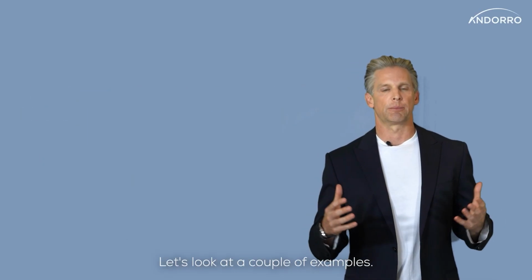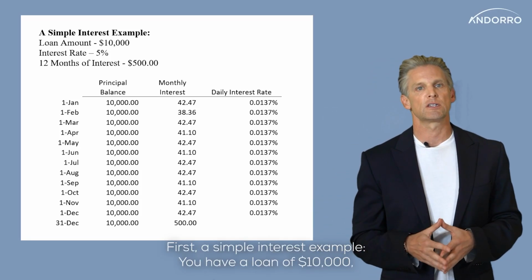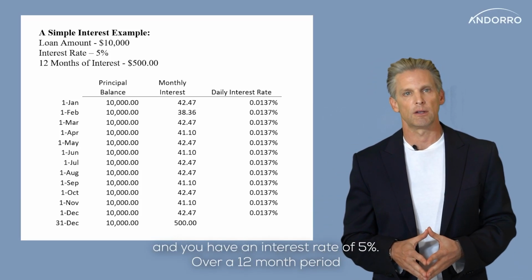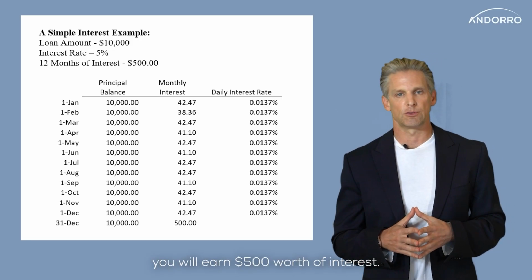Let's look at a couple examples. First, a simple interest example. Loan of $10,000, you have an interest rate of 5%. Over a 12-month period, you will earn $500 worth of interest.